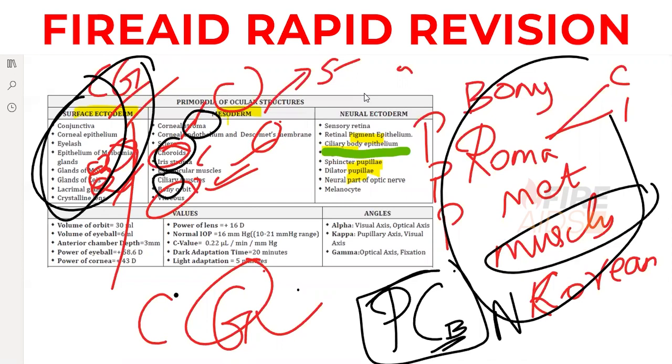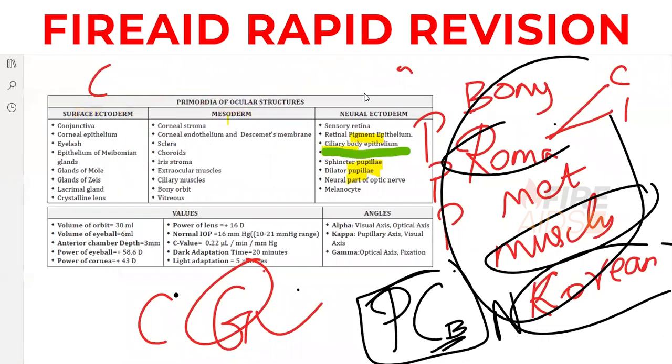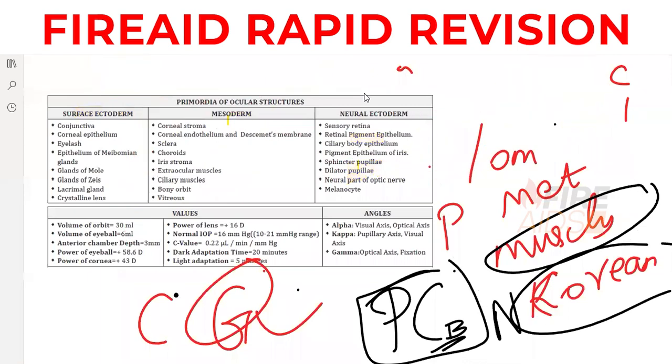Ciliary muscle you can remember with muscles, stroma you can remember with roma, and choroid you can remember with chorion. So I don't think there should be any confusion in remembering this primordial ocular structure. Why I am telling this is, it is a very important and very easy MCQ, and a lot of students make mistakes out of it. So I hope there won't be any mistakes here. Am I clear here, everyone? Did you all get the mnemonics?